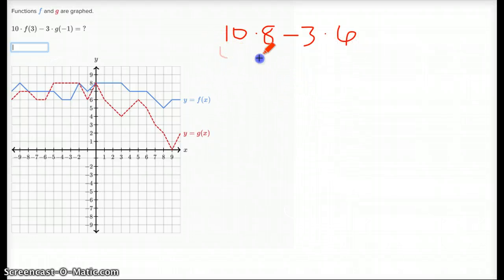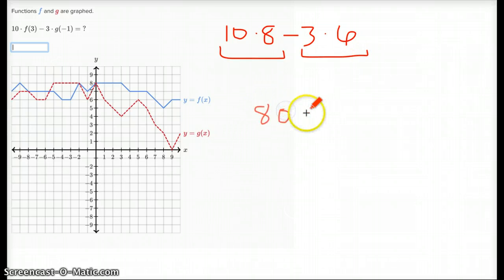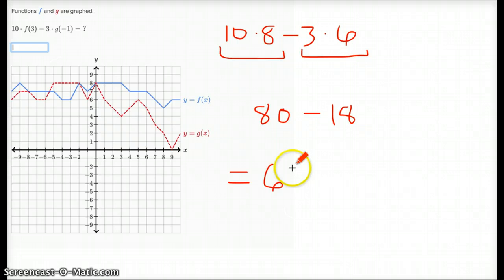And so again, we split these two up by following the order of operations. We'll multiply first, so we get 80 minus 3 times 6, which is 18. And then from here, we'll subtract 18 from 80, and we'll get 62. And that's our final answer.